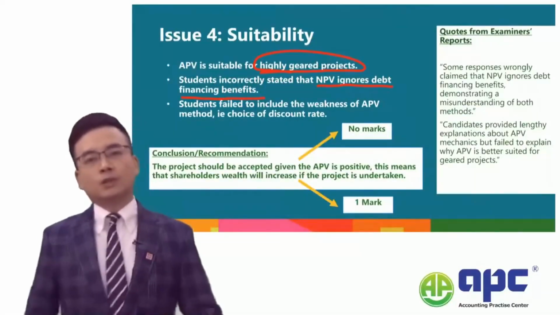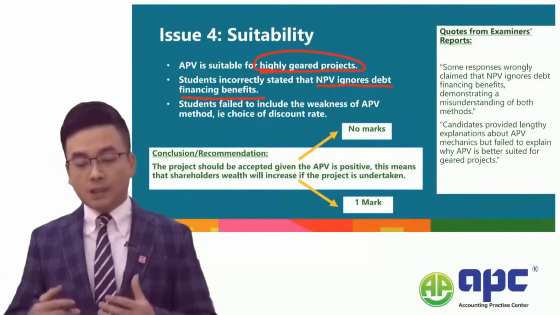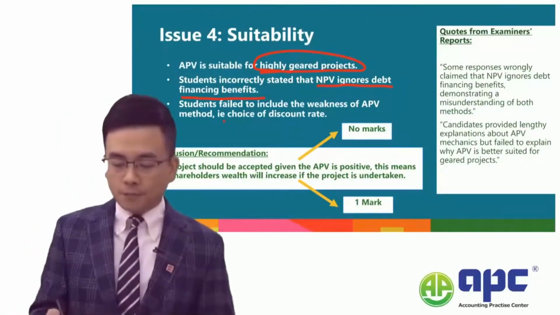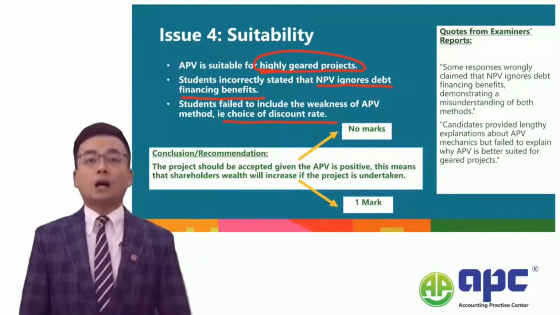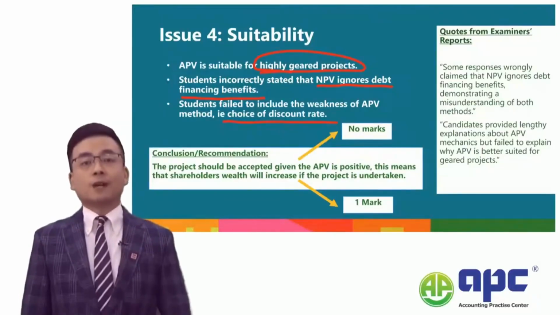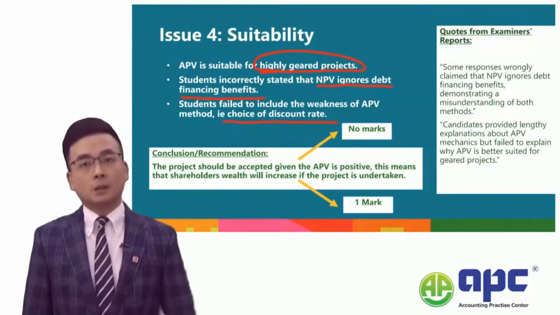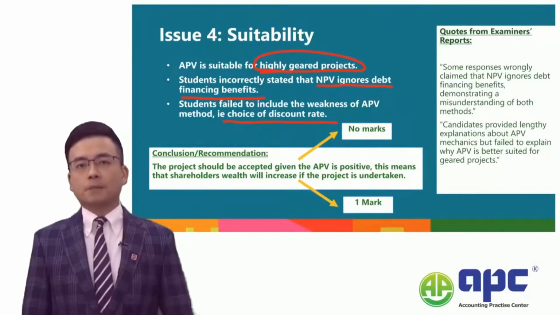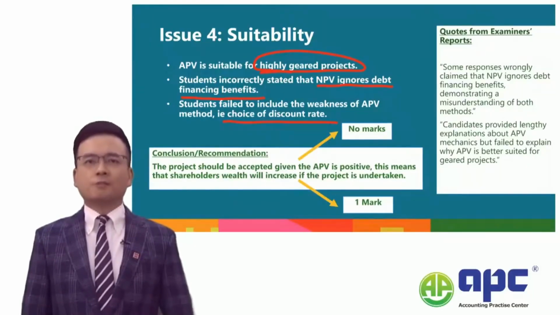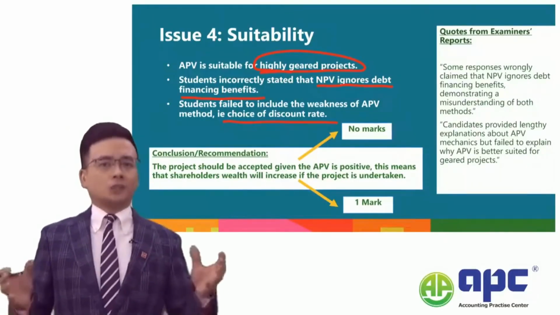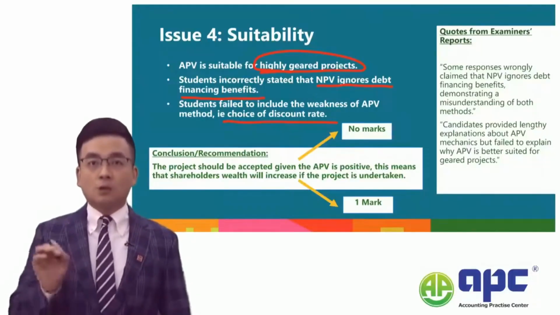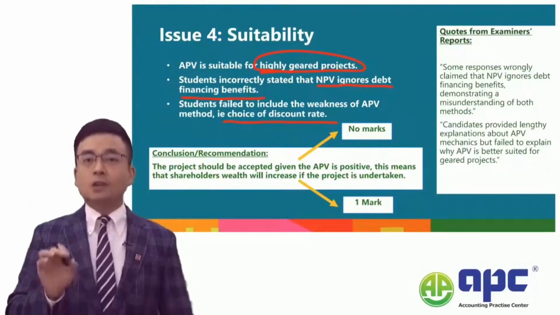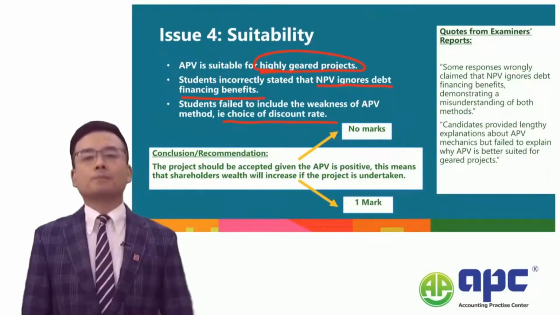So make sure that you always tell the examining team when you are using APV that there's a choice of discount rate. As we've seen before, either discount at the risk-free rate or the pre-tax borrowing rate. A lot of students fail to do this, and that's why they fail this paper, because they've lost a lot of hidden marks, or we can call them the easy marks.